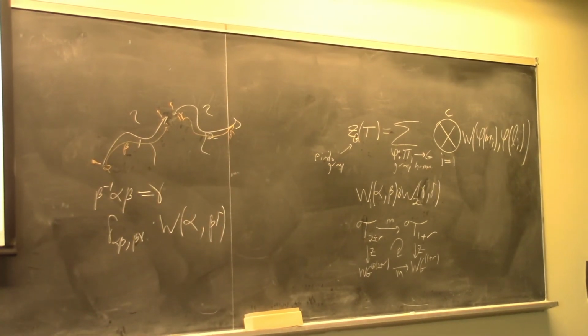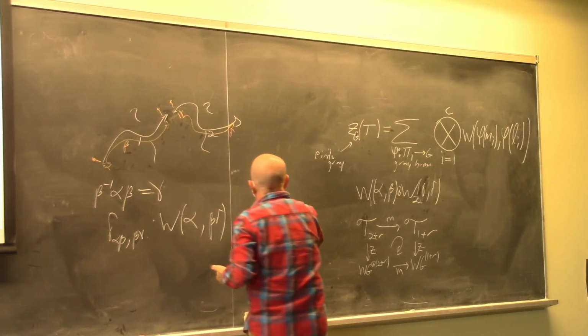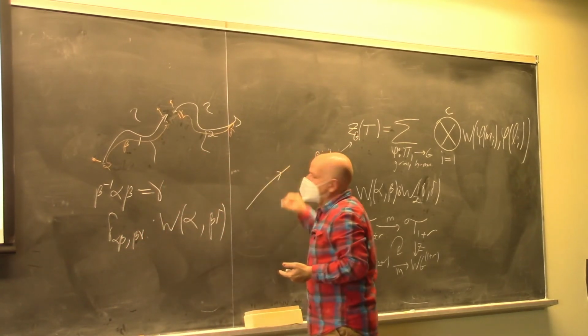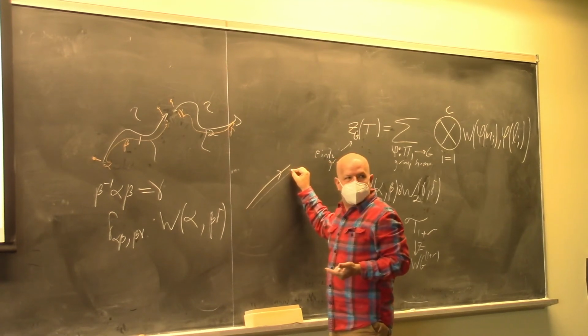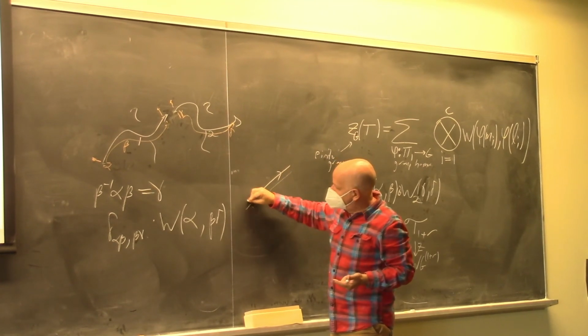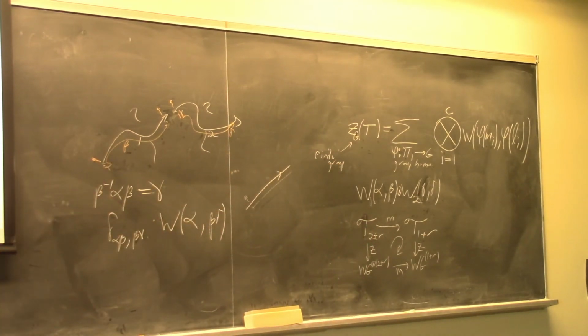What's the value of an empty strand? Well, if you have an empty strand, its longitude will be trivial, and its meridian could be anything. Hence, eta of an empty strand is the sum over alpha of W alpha 1.